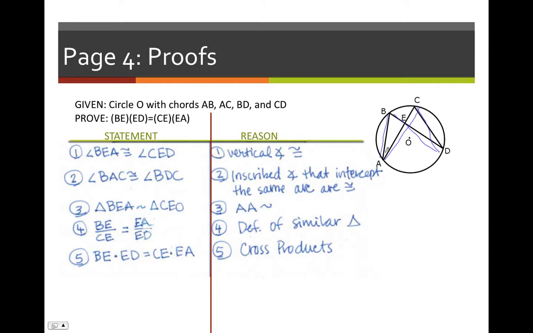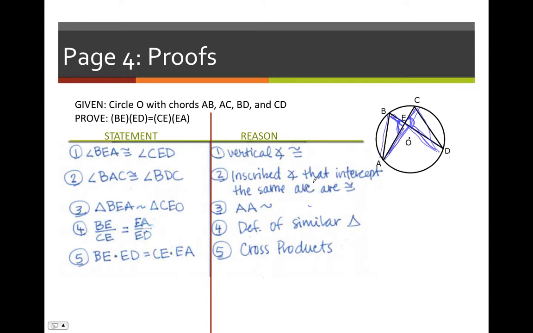And what we're trying to prove is that BE times ED is CE times EA. Now remember, I know this is one of our theorems, but you need to be able to prove it. So if I look at these two angles, BEA and CED, I can see that they're vertical angles, so they're congruent to each other.